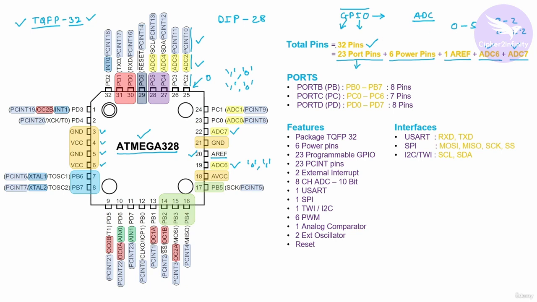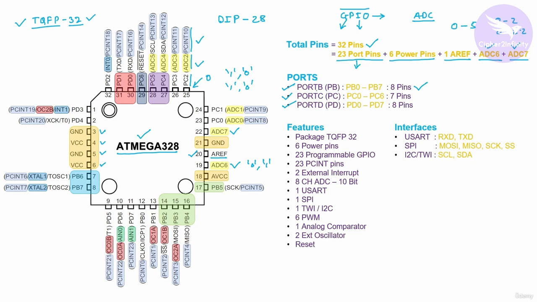So that's how basically the total 32 pins are divided. I hope it's clear. Now here you can see I have written port. We discussed that there are a total of 23 port pins, and these pins are divided into different ports. Okay. So in this controller, there are 3 ports. Port B is there, port C is there, port D is there. And port B is divided into different pins. So starting from PB0 to PB7, there are a total of 8 pins in this microcontroller which belong to port B.